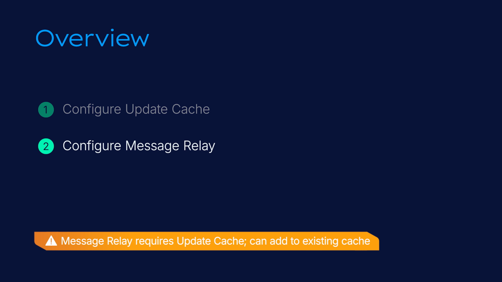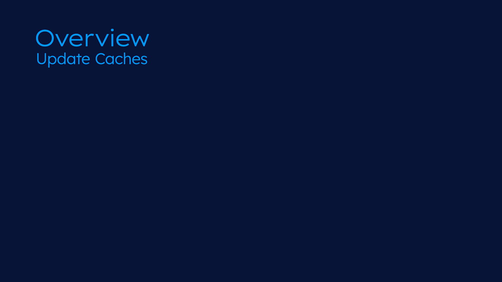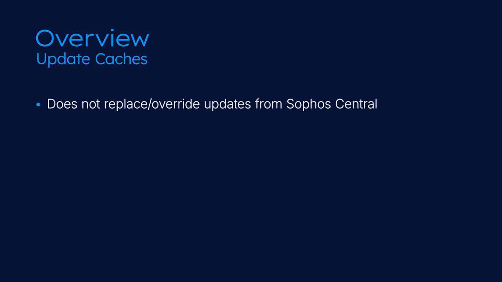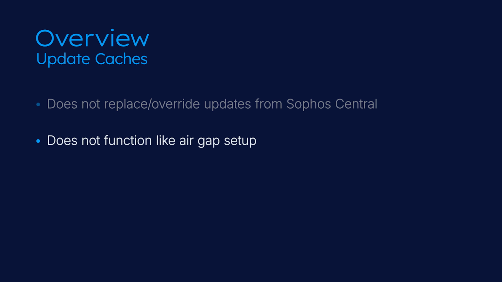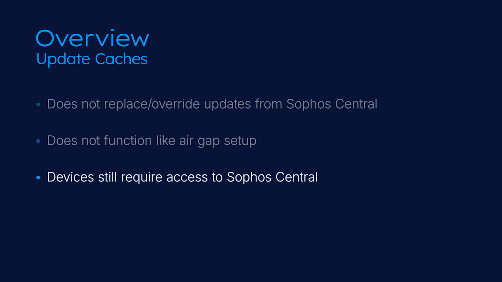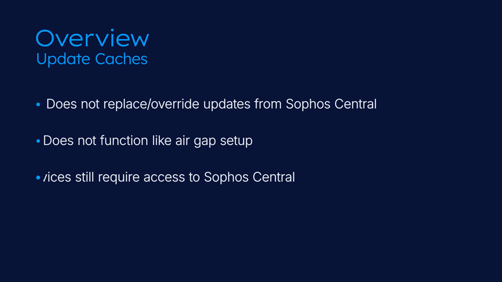Note that a message relay cannot be configured on its own. You can either set up a standalone cache or a cache and relay. Message relays can also be deployed to an existing cache server if the need arises. In addition, the update cache does not replace or override Sophos Central as an available update location, nor does it work in the same way as an air-gapped setup. Devices still require access to Sophos Central to function.